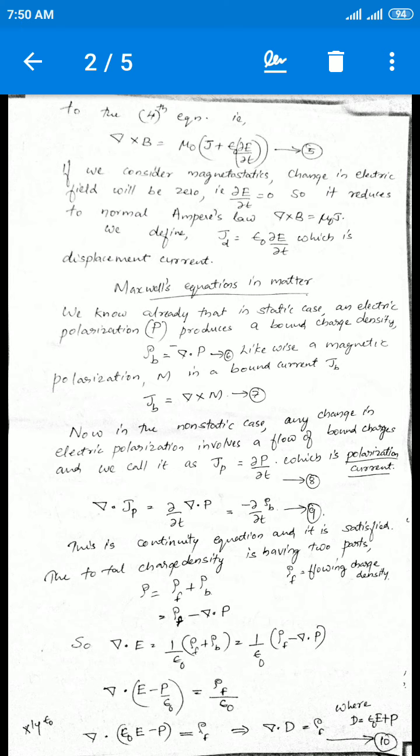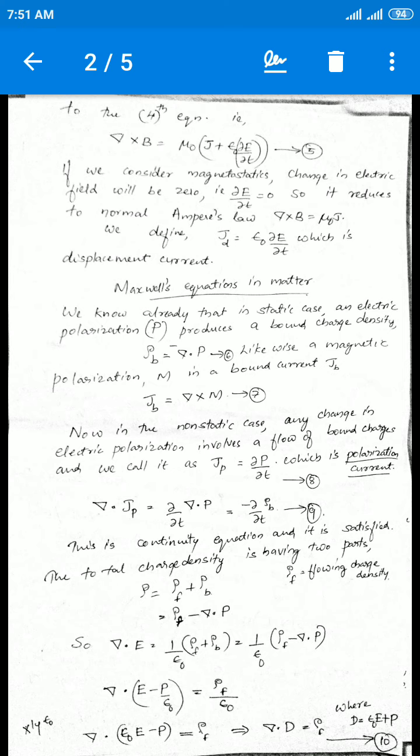Second one has no name, but it means no magnetic monopole can exist. That is what the second law says. Third law is del cross E equals minus dou B by dou t, and fourth law is del cross B, which is equal to mu 0 into J plus epsilon 0 dou E by dou t, after correction by Maxwell.